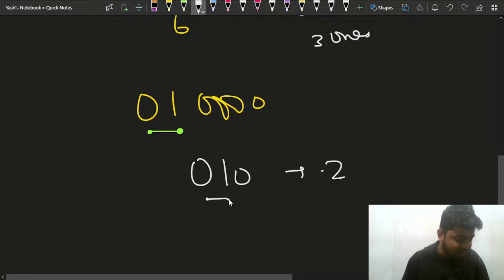We'll check the contiguous array. If double 1 1 or double 0 0 appears, we will restart the counter. Brute force approach. No, this will not be the brute force approach, Lalit, Shreya and others.